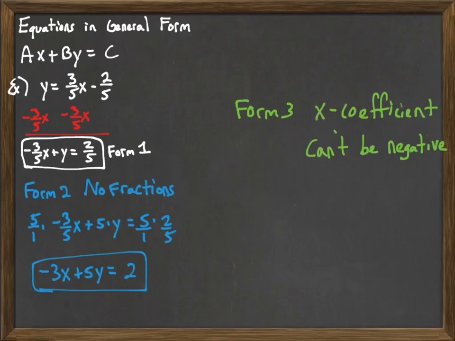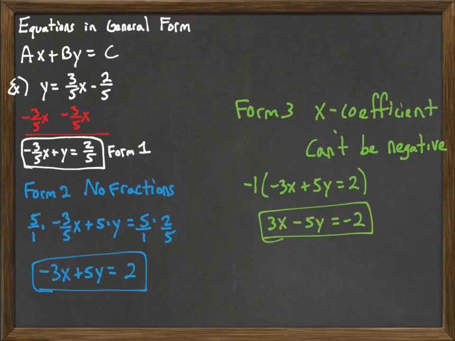And the way we do that is by multiplying the whole equation by a negative 1. Multiply the whole equation by a negative 1. Because what that's going to do is actually change the sign on each one of those things. So we get 3x minus 5y equals negative 2. And so that's the most strict version of general form that a lot of old algebra books did, maybe even some current ones as well. Again, for our class right now, Form 1 is good enough for the questions that they ask.